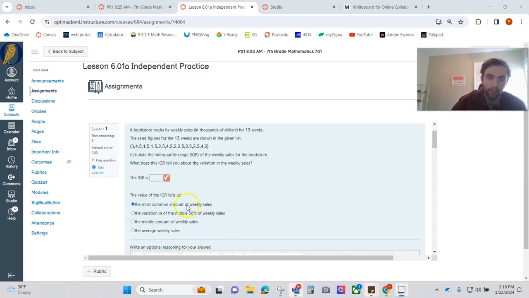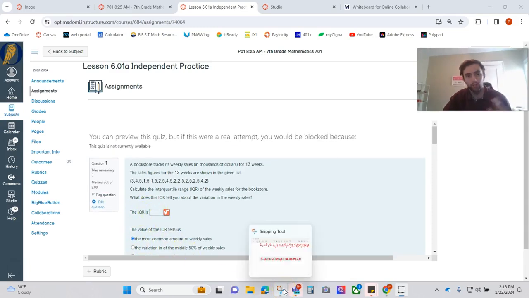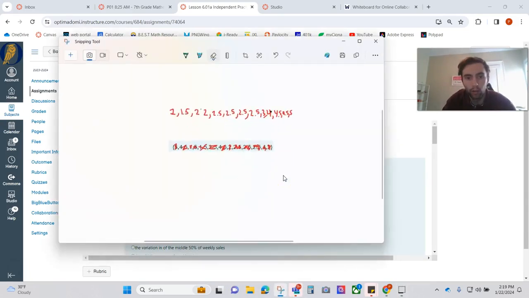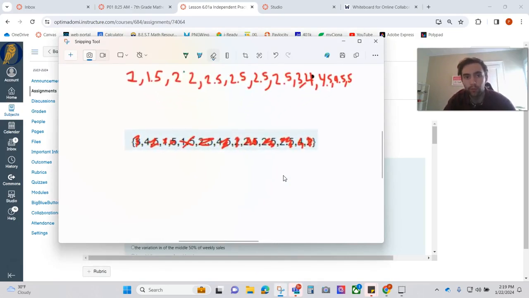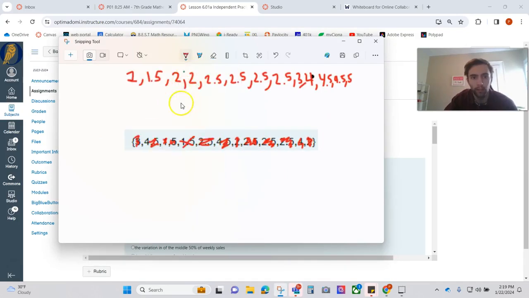Disregard this. That is not the correct answer. I clicked on accident. So the first step for this question is to reorder your numbers from smallest to biggest. From smallest number to biggest number. I've already done that here. So you take a moment, reorder your numbers from smallest to biggest.